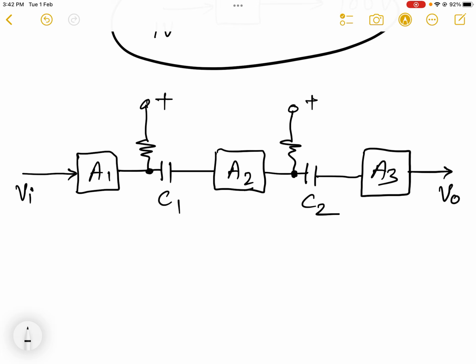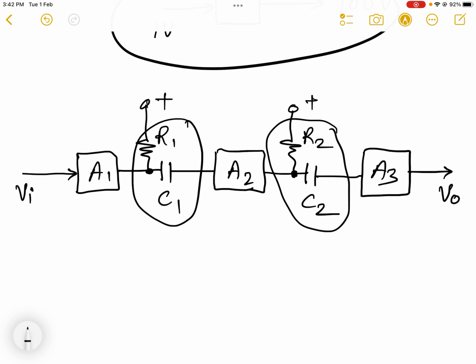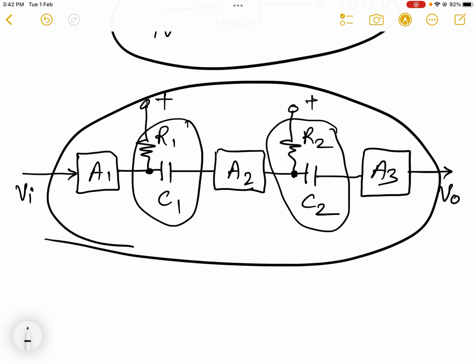So here I am connecting the R1 and C1 combination. Here there is resistor R2 and C2. So this type of amplifier is known as RC amplifier, resistor capacitor coupled amplifier.